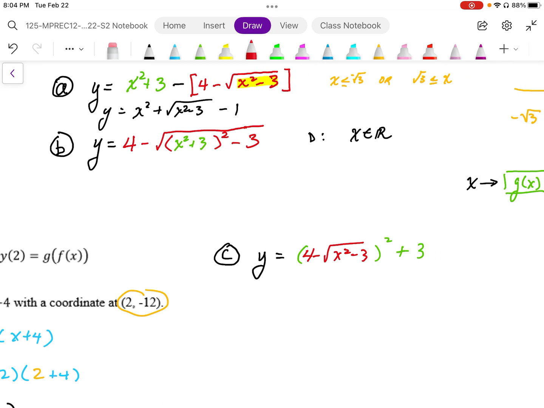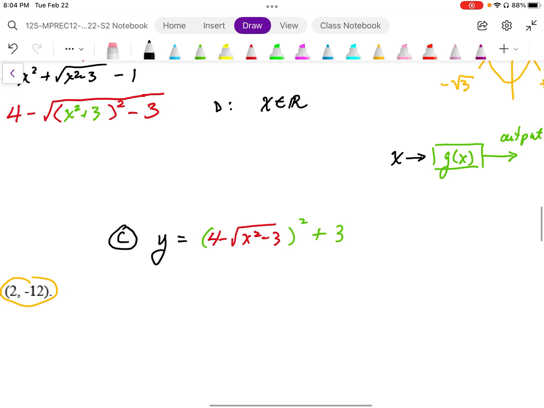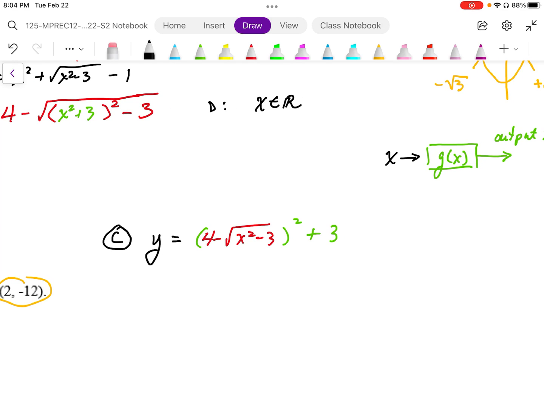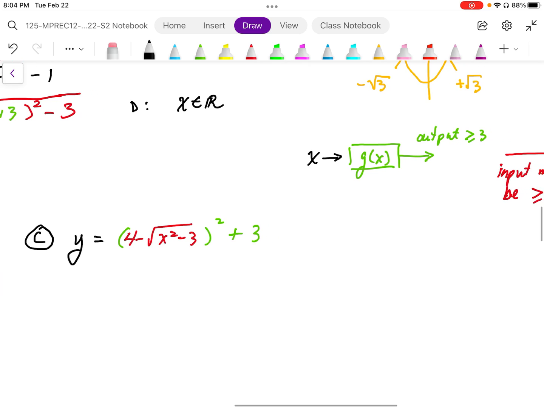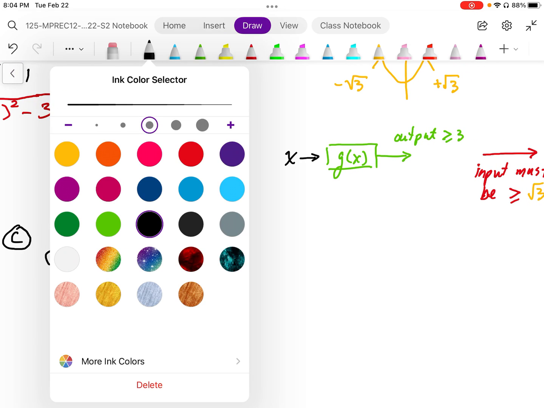We can expand this out and combine like terms. Again, that's not all that important, although we should be able to algebraically manipulate that. What's really more important here is understanding the domain of this function. The domain restriction is going to be coming from the square root function. So again, my flow chart is going to look like this.